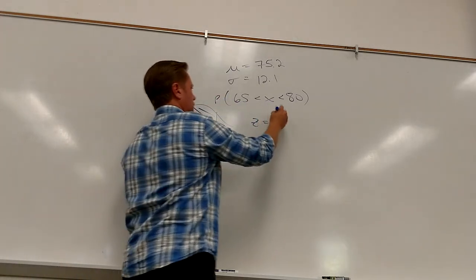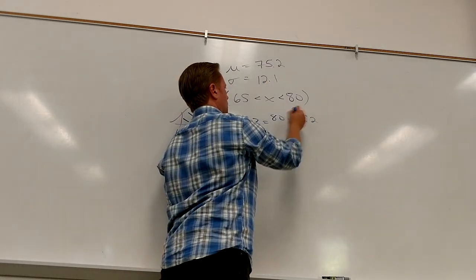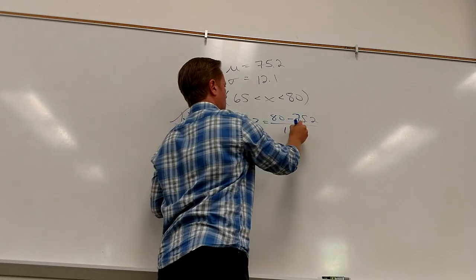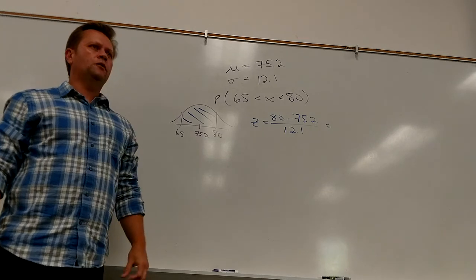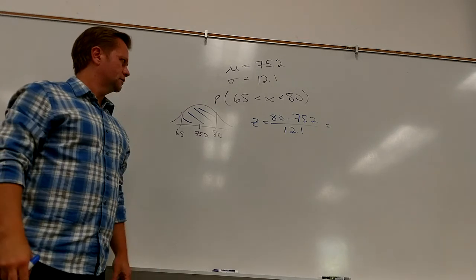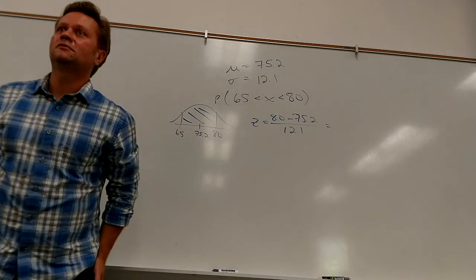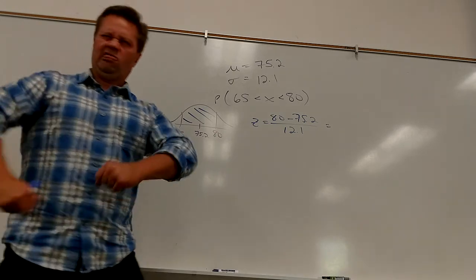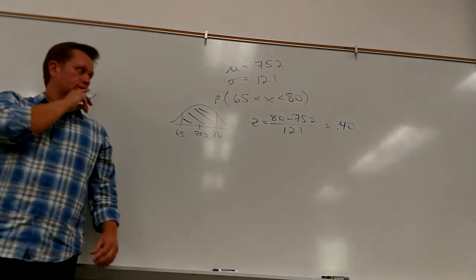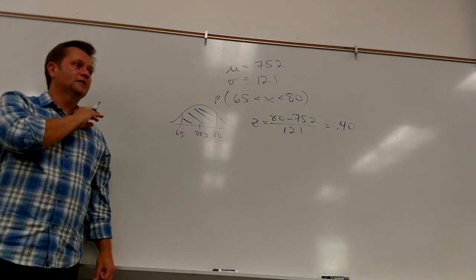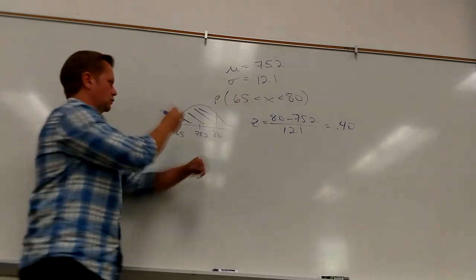So to make 80 into a z-score, I do 80 minus what? 75.2, divided by 12.1. It's about 0.4. Is it? Seems right. 0.39? What is it? 0.3967. You said the 4, right? I said 0.4. That's what it is. So that's the z-score, so that's 0.4.